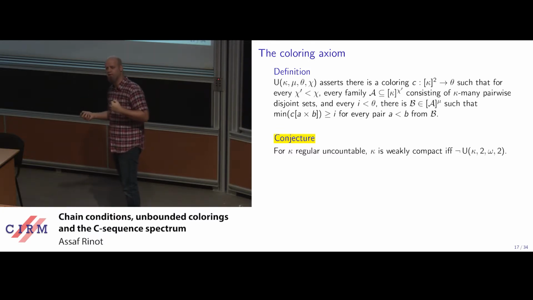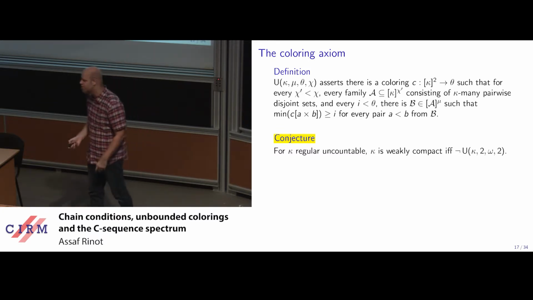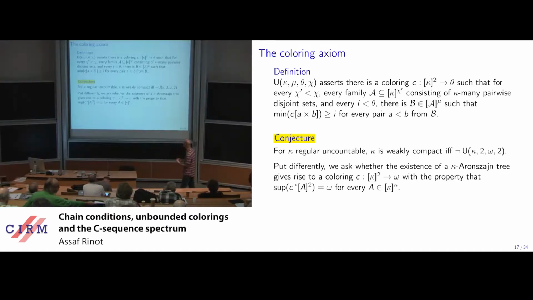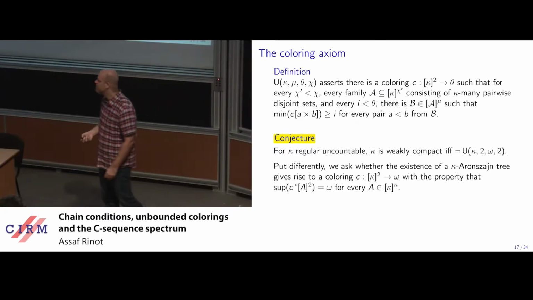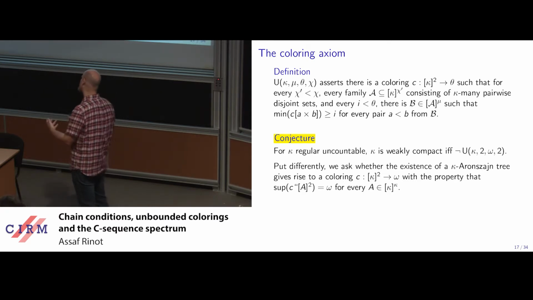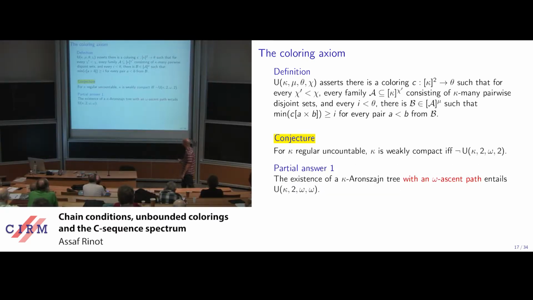And when I'm talking about weak compactness, I'm talking about Aronszajn trees. So in simple words, my conjecture is that as soon as you have a kappa Aronszajn tree, there will be a coloring of pairs of kappa in omega many colors, where on any set of full size, you get infinitely many colors. But why should I conjecture such a thing? Because we already have some partial results. So the first observation is that if there is a kappa Aronszajn tree which is a little bit better, it has an omega ascent path, then you get U kappa tau omega and even omega, meaning you can even handle finite sets, not just singletons. What is an omega ascent path?